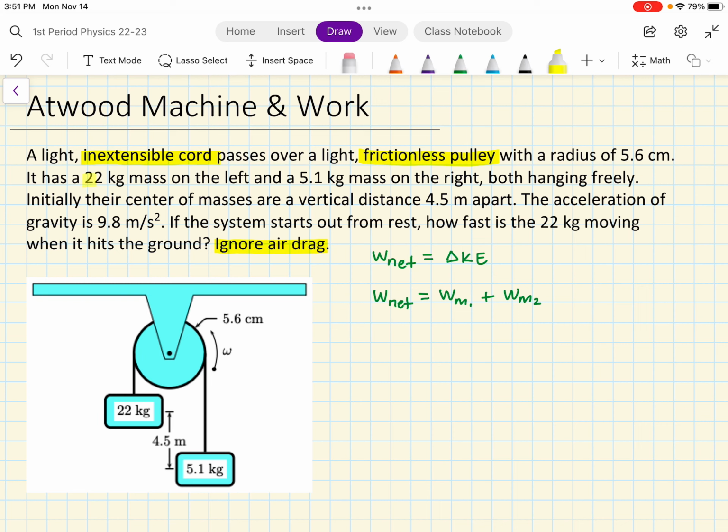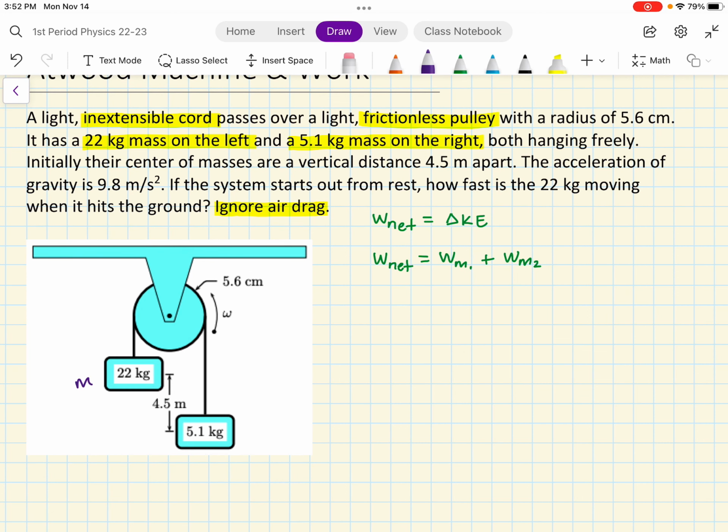Anyhow, we have a 22 kilogram mass on the left and a 5.1 kilogram mass on the right. And those I will label mass 1 for the 22 kilogram mass, and then mass 2 for the 5.1 kilogram. Let me make that 2 a little better. Okay. And then their center of masses are a vertical distance 4.5 meters apart. That is very, very important. We know acceleration due to gravity is 9.8 meters per second squared. System starting out from rest. And we have to know how fast, that is velocity, right? How fast deals with velocity.